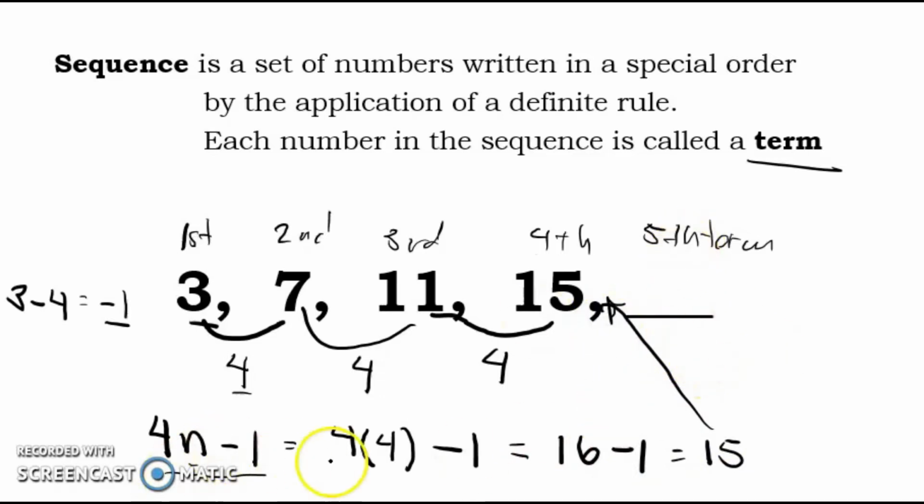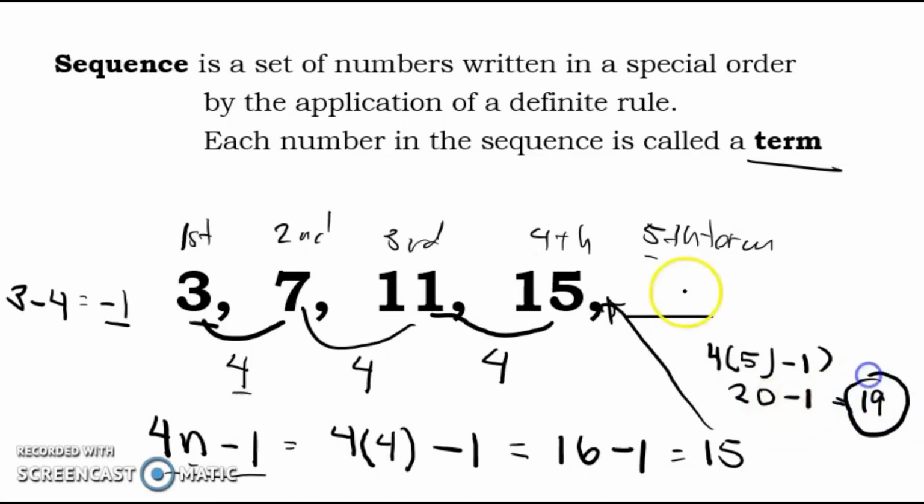So yung 4, papalitan lang natin ng 5. So 4 times yung fifth term minus 1. So 4 times 5 is 20 minus 1, that is equal to 19. So our fifth term is 19.